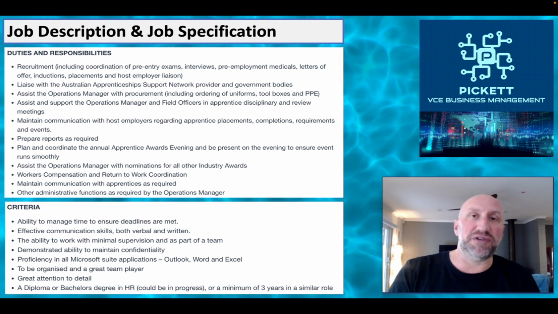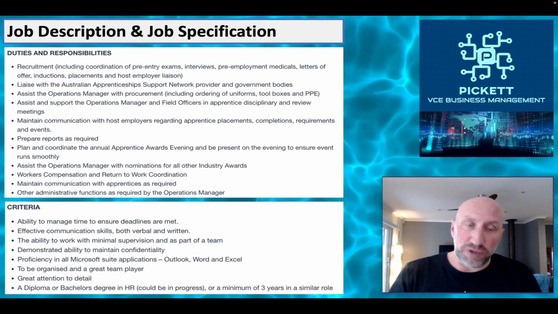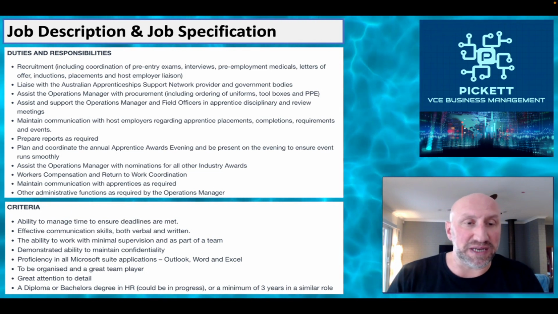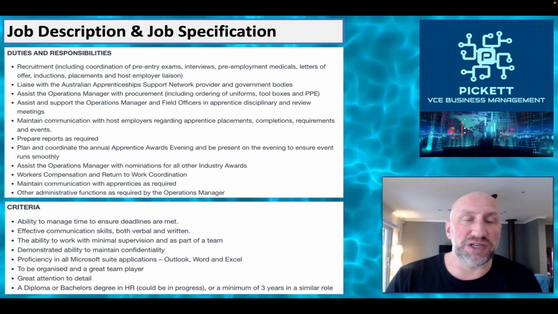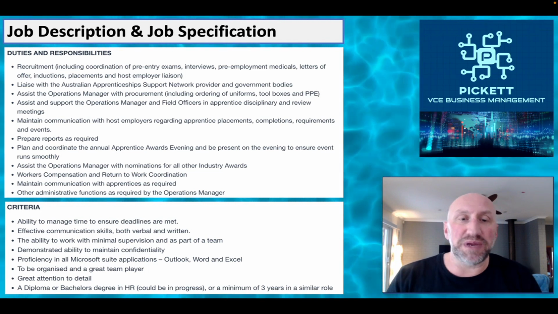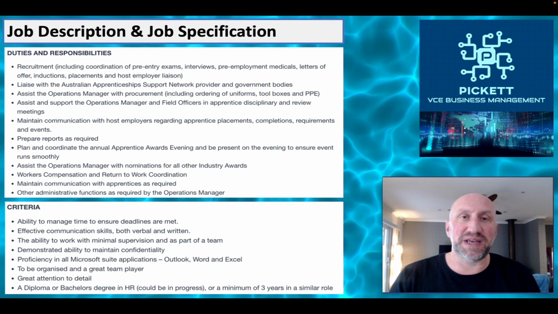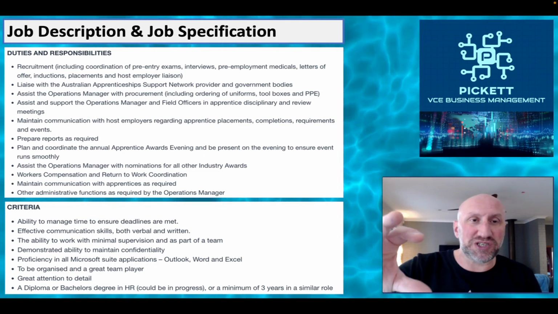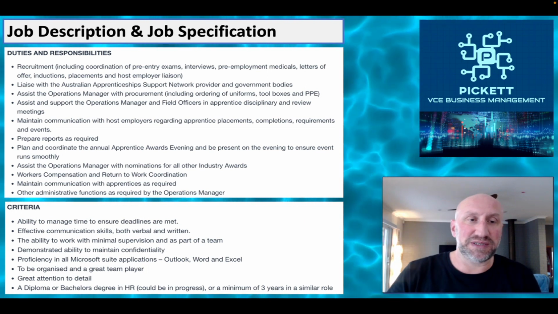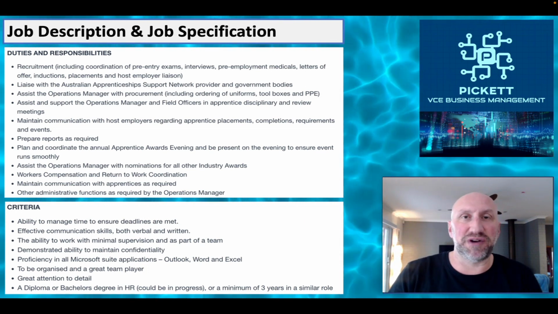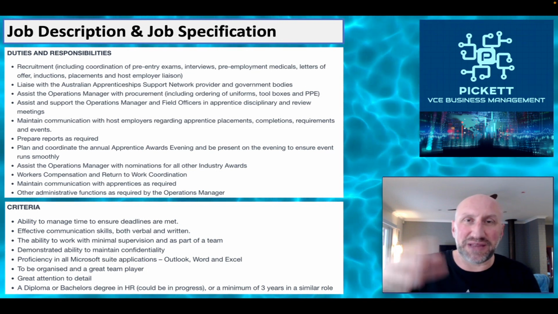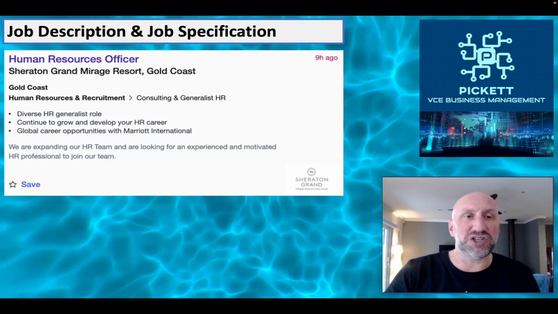And then the criteria, as they call it here, look at that. That's the person specification. So someone that's able to meet deadlines, someone with strong communication skills, ability to work with minimal supervision, but also as part of a team, all that sort of stuff. So again, you can see we've got our job description, duties and responsibilities, and we've got our person criteria, which has come from the job specification. Okay, so you can see that structure I was talking about actually in play.